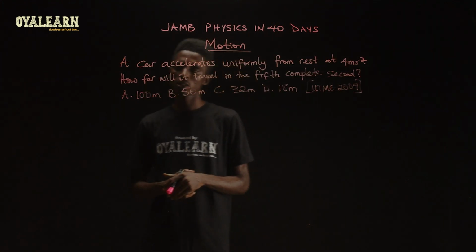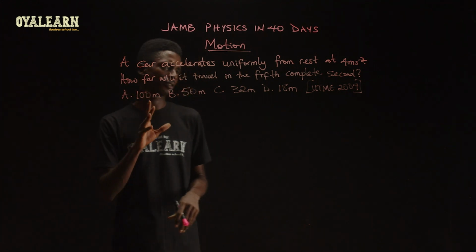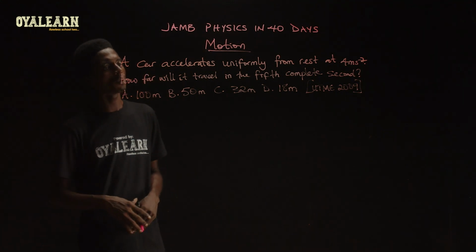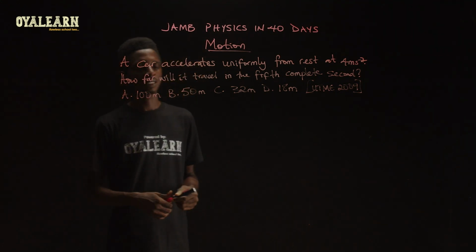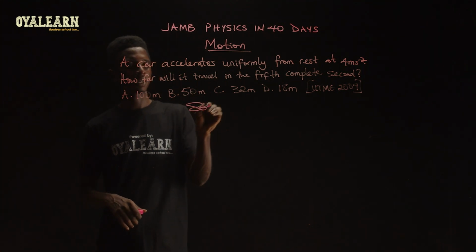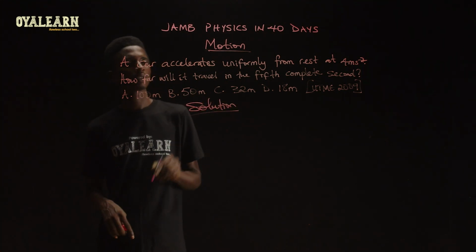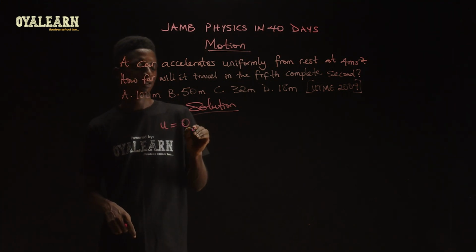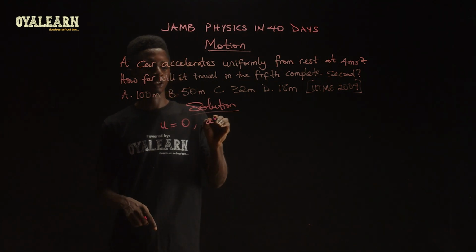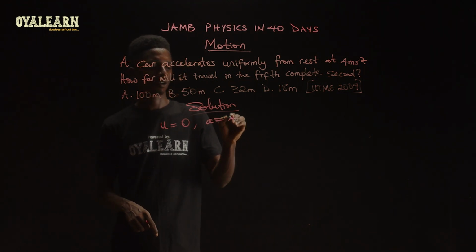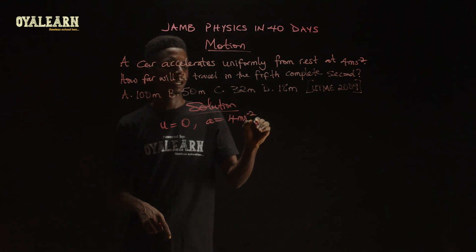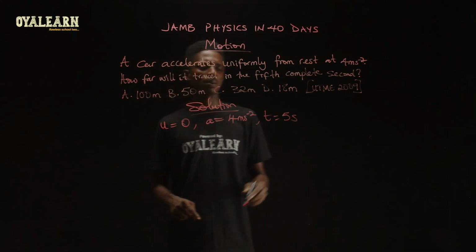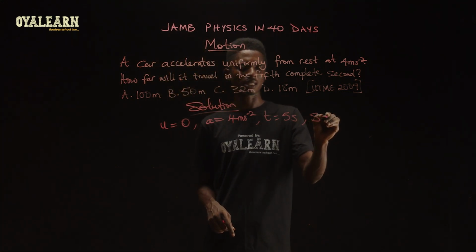In this question from 2009, it says a car accelerates uniformly from rest at 4 meters per second squared. Now, how far will it travel in the 5th complete second? Now, to solve this, let's pick out all the facts from the question. So we see that it starts from rest, which means initial velocity is going to be 0. And then acceleration is given as 4 meters per second squared. And time is given as 5 seconds. That's about it. And we're asked to find the distance, displacement s.